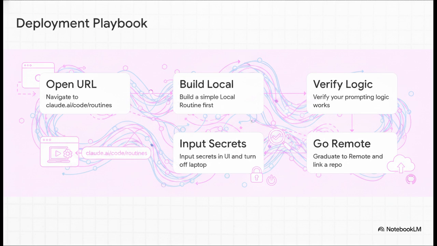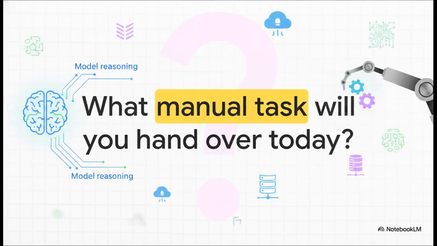Just build a really simple local routine to parse some morning news. Step 3, verify that your plain English prompting actually filters out the noise. Step 4, link an empty GitHub repository and graduate that proven logic to a remote routine. And Step 5, input your secrets directly into the cloud panel, set your schedule, and literally just turn your laptop off. The underlying orchestration of your daily work is now a model reasoning decision, not some manual engineering headache.